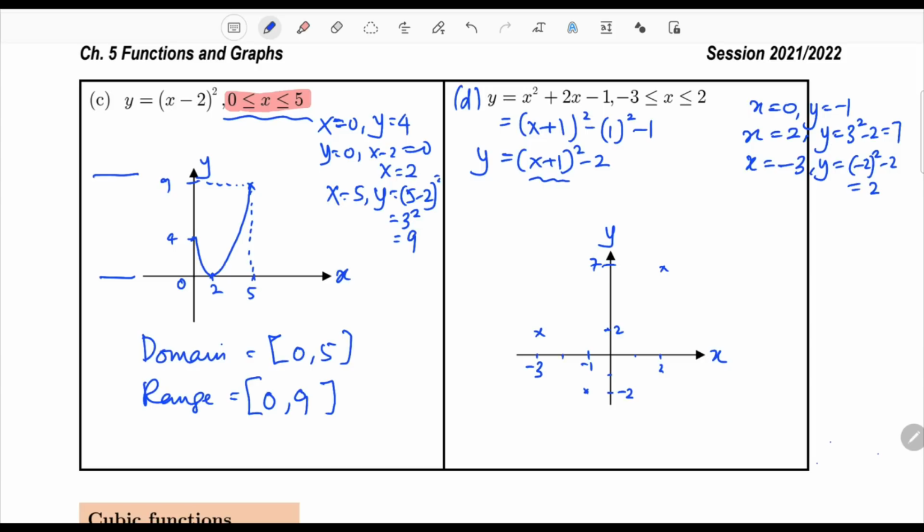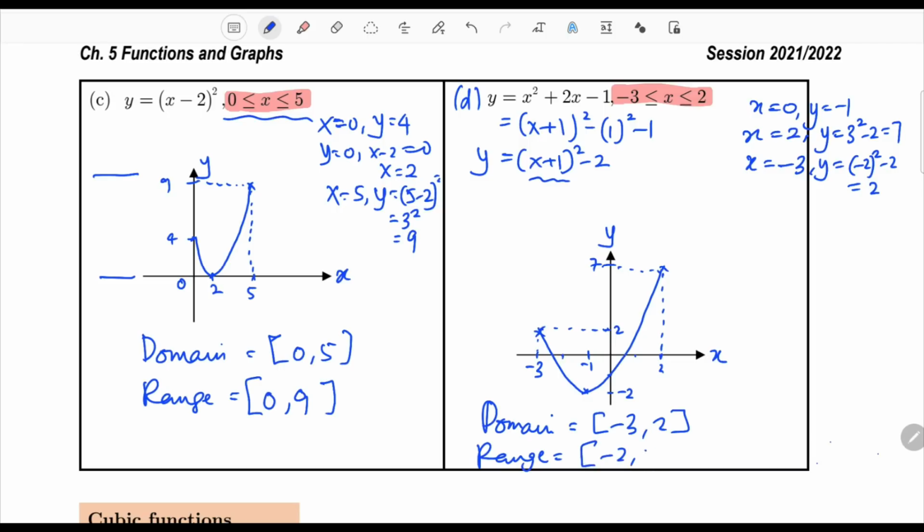So now let's sketch it. So we have the minimum point. Okay, so the next part, something like this. Okay. So what is your domain? So domain definitely comes from here. So domain will be negative 3, 2. Range will be negative 2, 7. So from here to here. So this is your range.